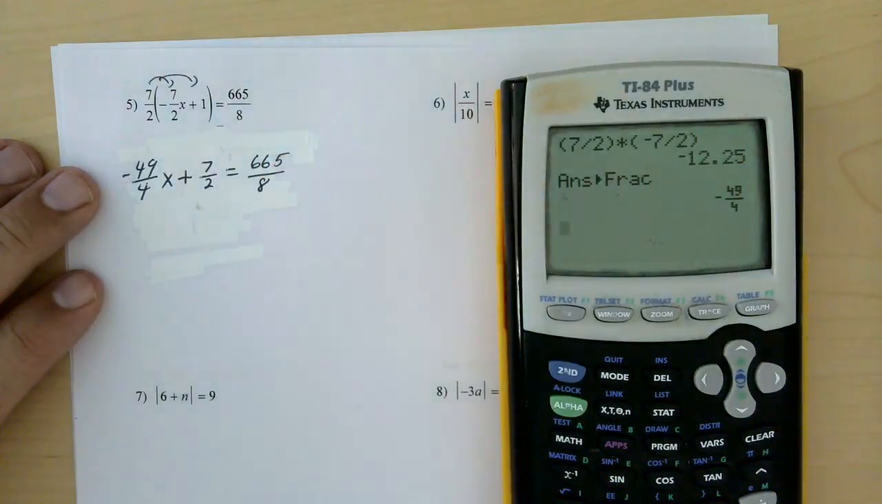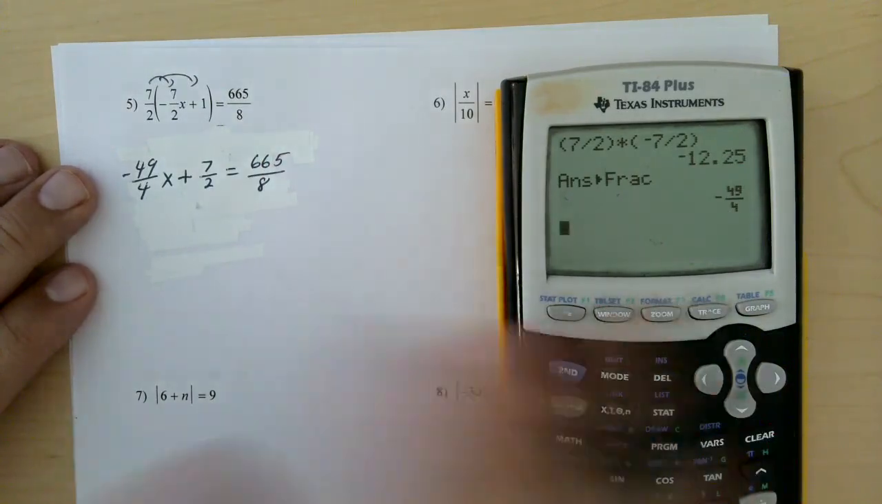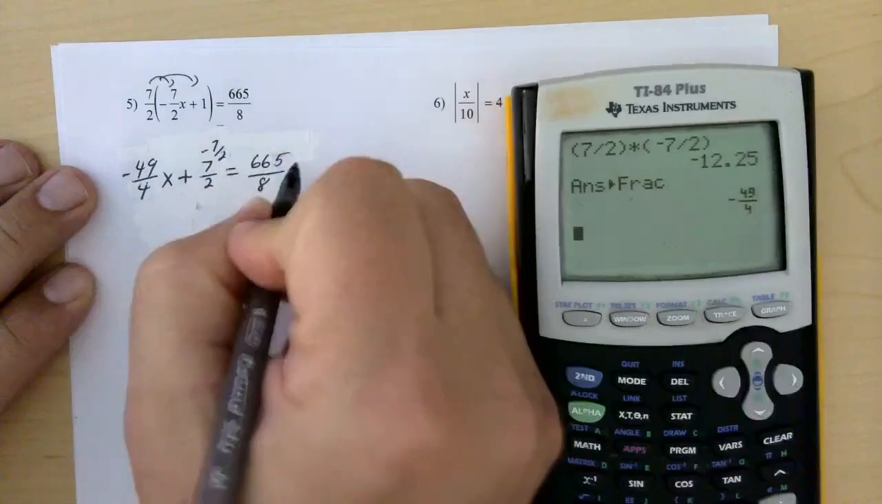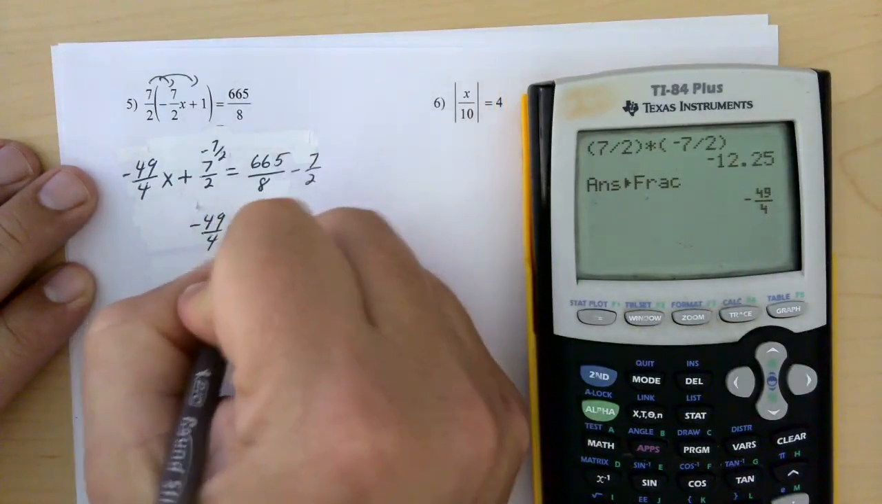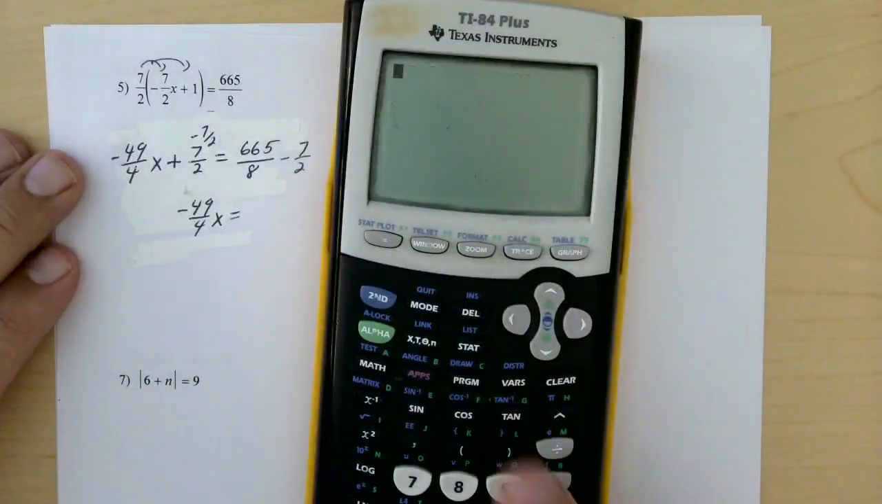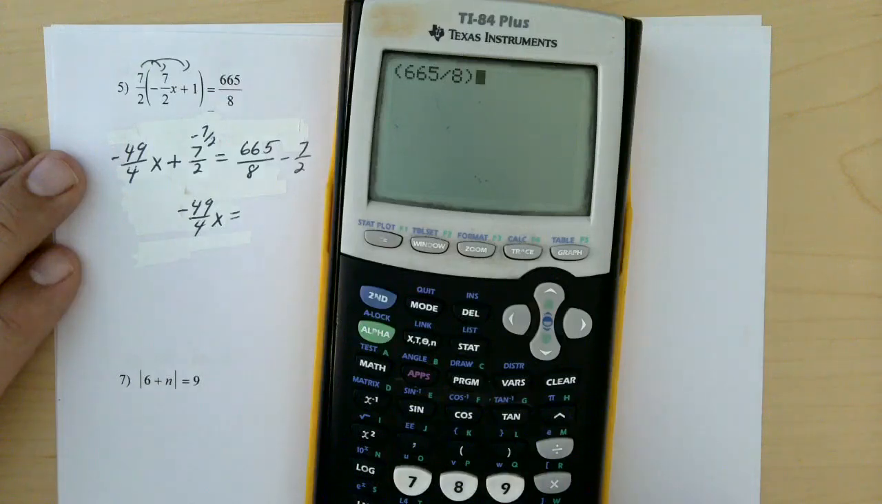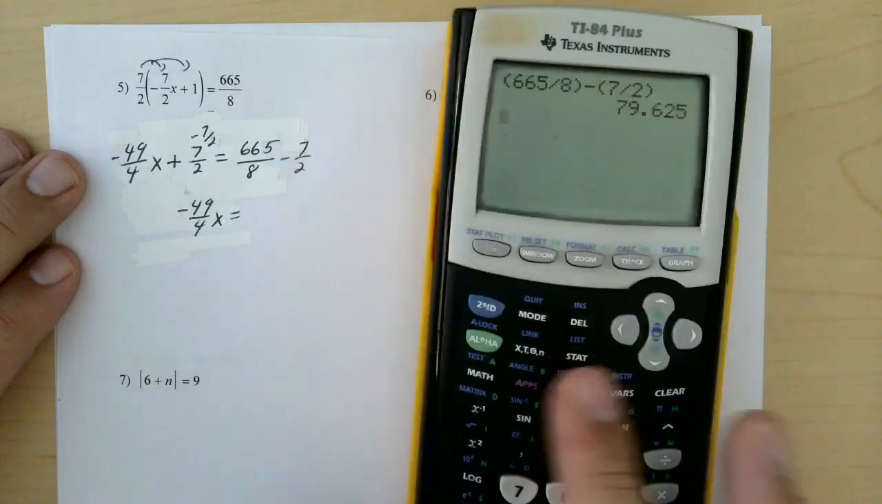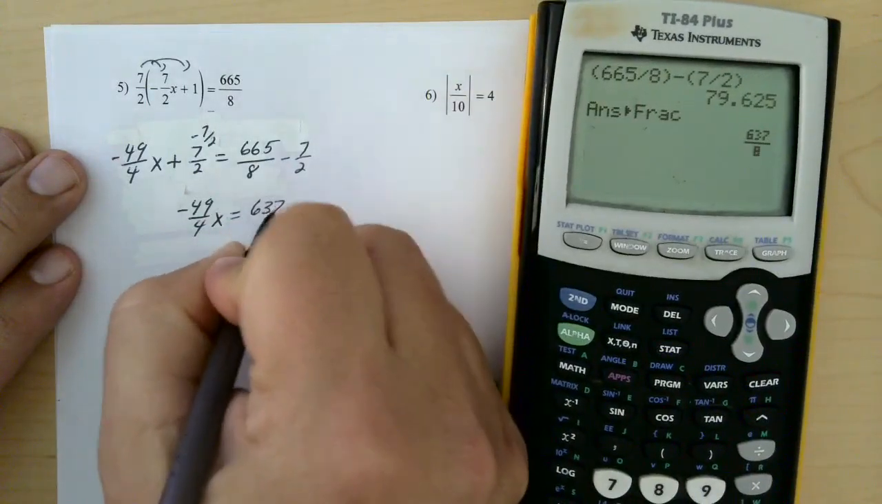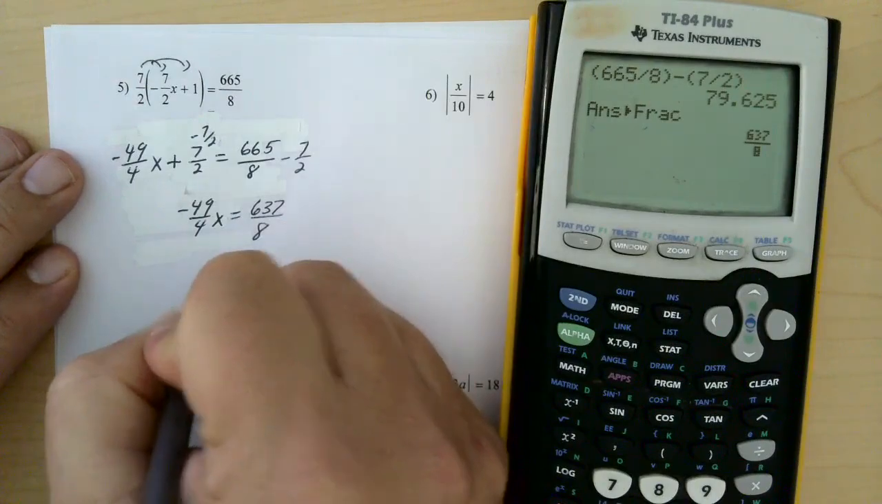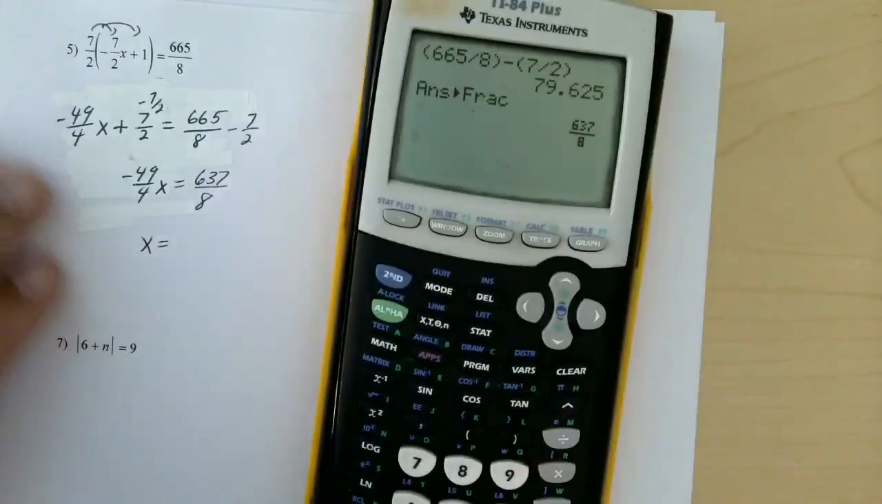My original time doing this. So now I have to subtract 7/2. So I'm going to show that on a calculator. So we're going to ask the calculator to help us calculate this. So type in 665 divided by 8 in parentheses, so that's the first number, minus 7/2. Okay, it's going to give me a decimal, but if I hit math, enter, I'm going to see it's 637/8.